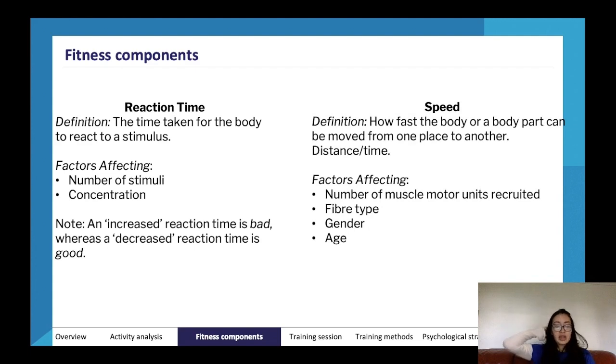Cool, so we've got reaction time. This is the time taken for the body to react to a stimulus. Some factors which can affect it include the number of stimuli and concentration. This is a really sneaky thing which VCAA does sometimes as well. An increased reaction time is bad, okay? If I say I've got an increased reaction time, this actually means I'm slower, whereas a decreased reaction time is good, okay?